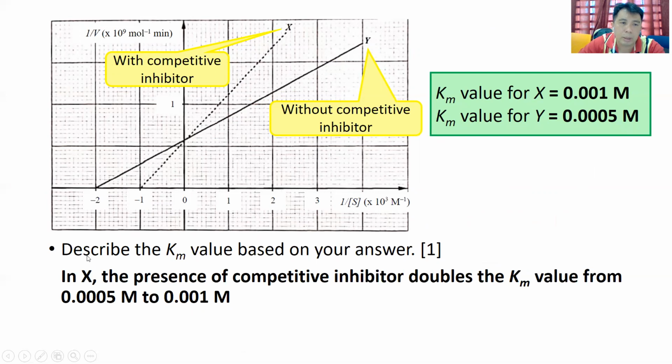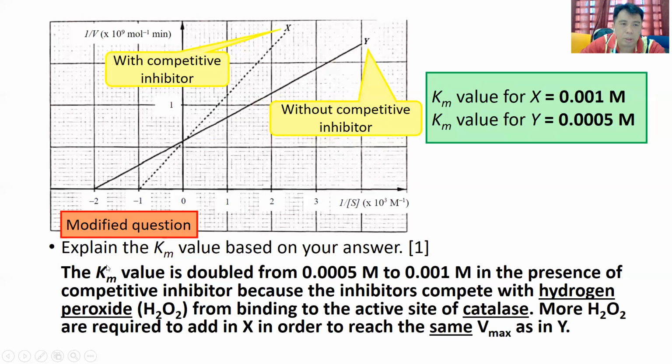So here the question is describe. That means in X, the presence of the competitive inhibitor doubles the Km value from 0.0005 molarity to 0.001 molarity. Remember the unit, very important, you must write it. So that means this is describe only. Let's say if I modify the question to explain, then the answer will be different.